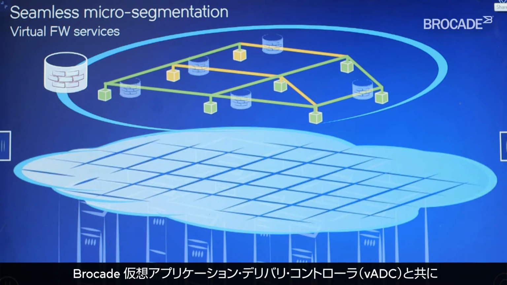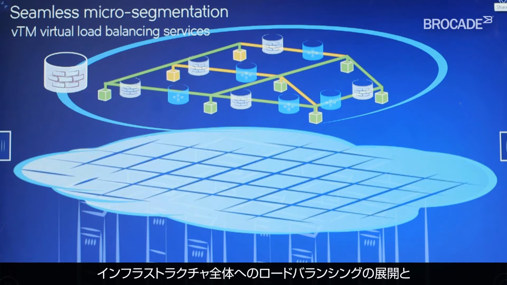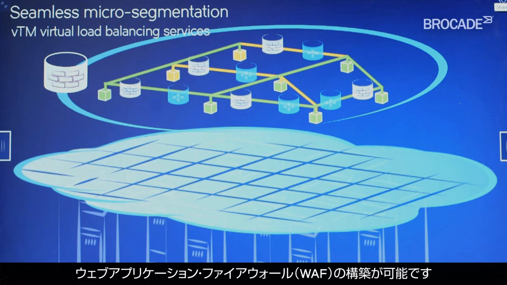A great advantage of a virtual network infrastructure is that you can deliver seamless microsegmentation. Brocade provides virtual application delivery controller services based on the virtual ADC, which you can integrate with your microsegmentation. As you deploy microsegmentation with the Brocade virtual application delivery controller, you can have distributed load balancing and web application firewalls across your microsegmented infrastructure.